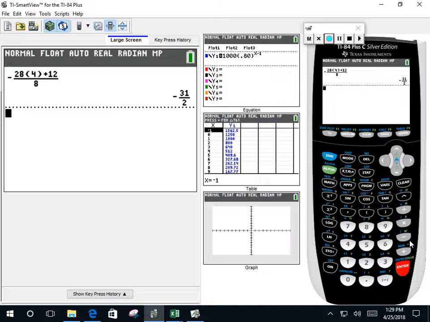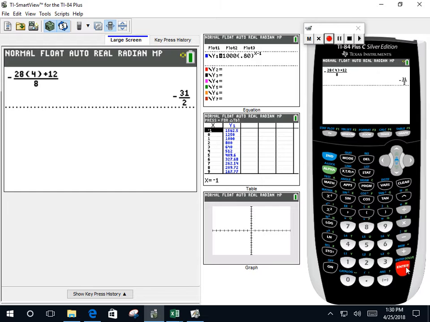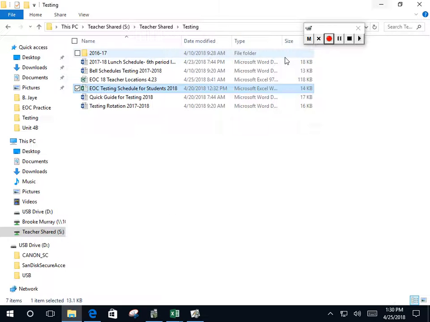Now, some of you may look at that and be like, well, I don't really know what negative 31 over 2 is. You know what I mean? So you might want to change that to a decimal, and how could you do that? Well, couldn't you just type in negative 31 divided by 2? Or you can do alpha y equals number 4 and hit enter. And it's negative 15.5.